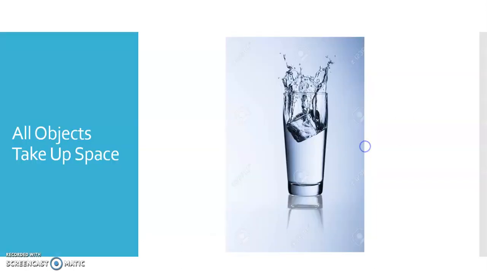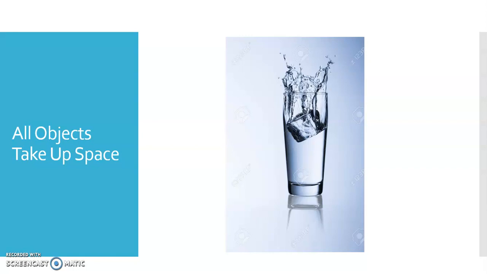Okay. All objects take up space. We know that. And so what happens when you place an object in water? That object now takes up space where the water used to be. So where did that water go? In physics, we say that the water gets displaced. If you were to fill a cup with water all the way up to the brim, what would happen if you added ice? The water would spill out, right? Because now the ice is taking up space in the cup, pushing or displacing the water out.